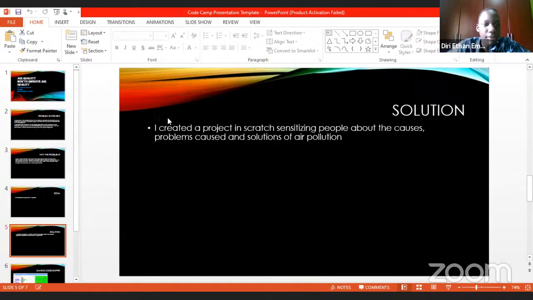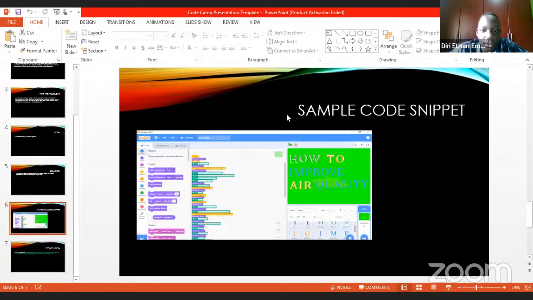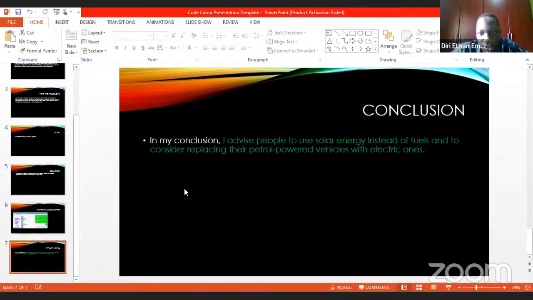My solution to air pollution is that I created a project in Scratch sensitizing people about the causes, problems caused, and the solutions to air pollution. Then this is a screenshot of my code. And my conclusion, I advise people to use solar energy instead of fuels and to consider replacing their petrol-powered vehicles with electric ones, because some are in bad mechanical condition and they can never be repaired.